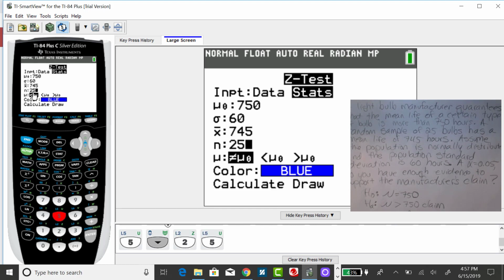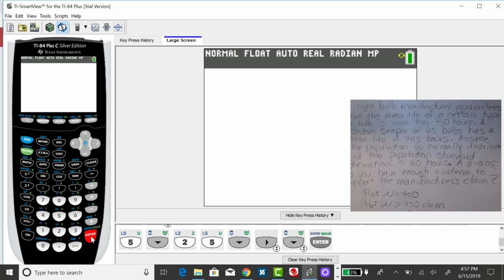Now here we can change the direction of the alternative. This is important. The test statistic will stay the same no matter what three of these you choose, but the p-value will be affected. So you need to make sure you select the correct alternative. This is a right tail test, so I'm going to select the greater than, and then down arrow to calculate.